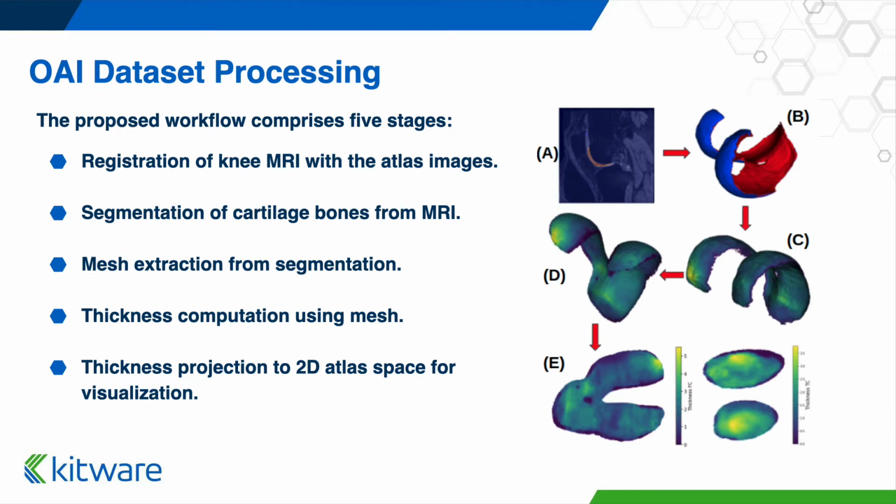The software comprises 5 stages, which is also shown in the figure here. First, registration of knee MRI images with the atlas images. Second, segmentation of cartilage bone from the MRI images. Third, mesh extraction from the segmented images. Fourth, thickness computation using the meshes. And finally, projection of this thickness to 2D atlas space for visualization.